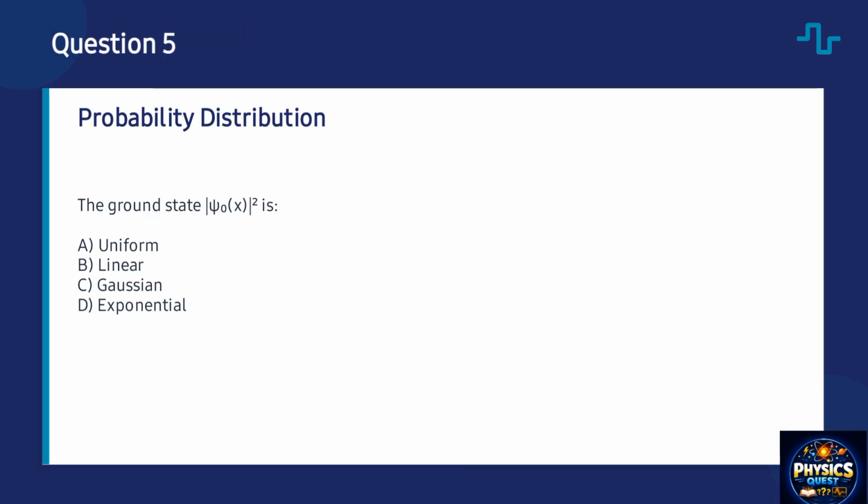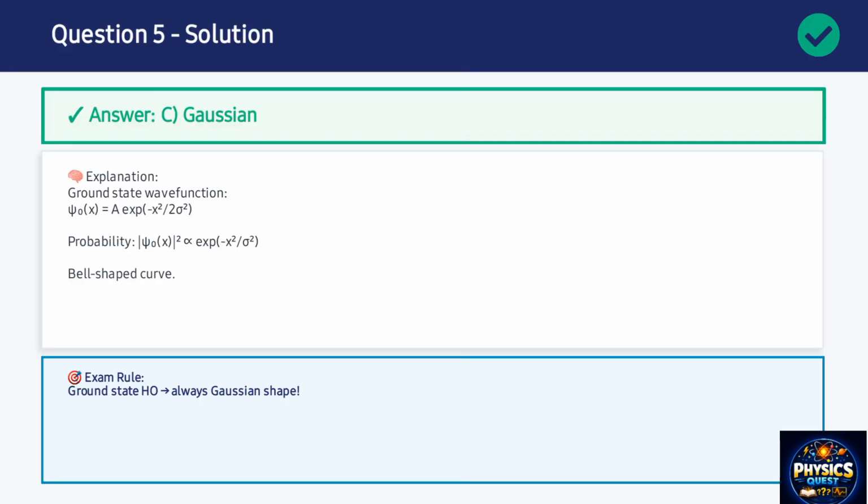Question 5. The ground state probability distribution is: option A, uniform; option B, linear; C, Gaussian; D, exponential. Ground state wave function equals A exponential of minus x squared over 2 sigma squared. Probability is directly proportional to exponential of minus x squared, which is a bell-shaped curve. Exam rule: the ground state of the harmonic oscillator is always Gaussian in shape.